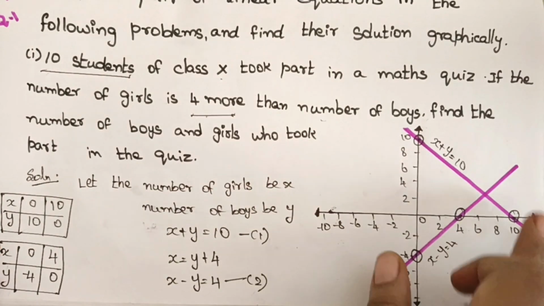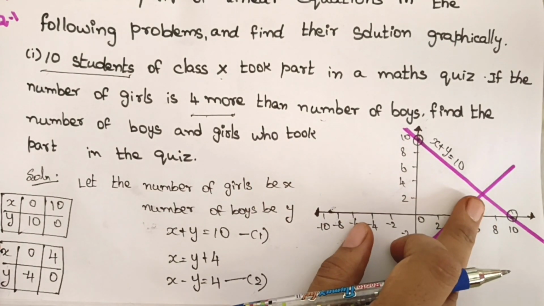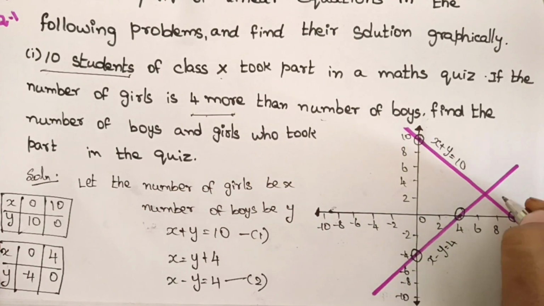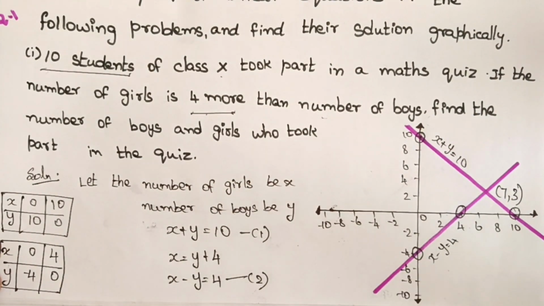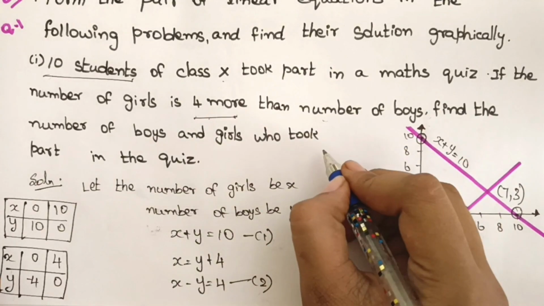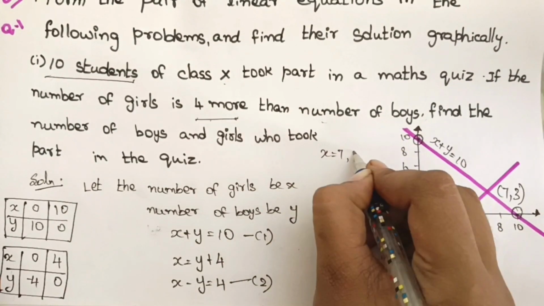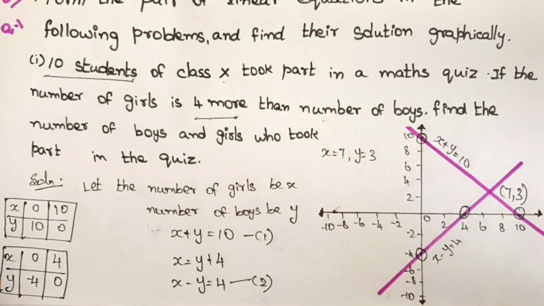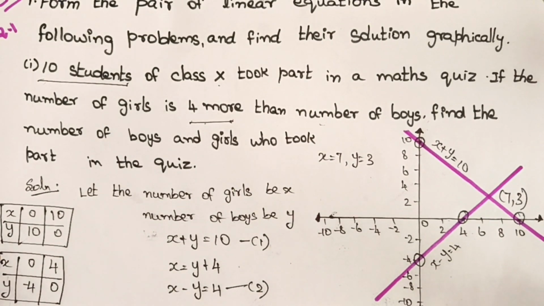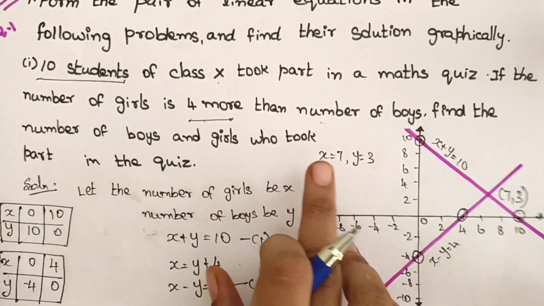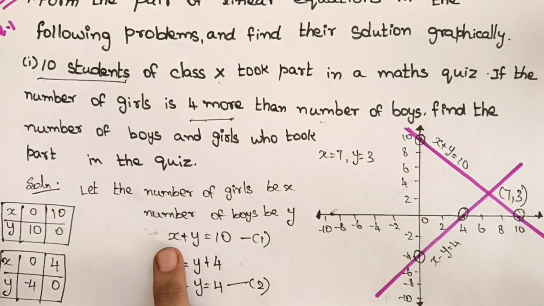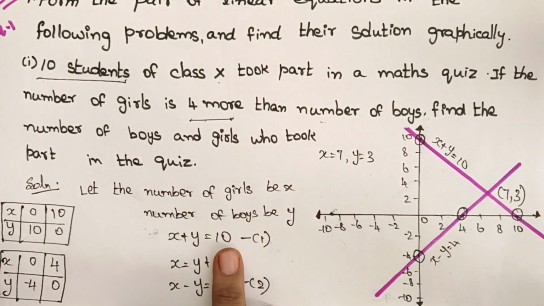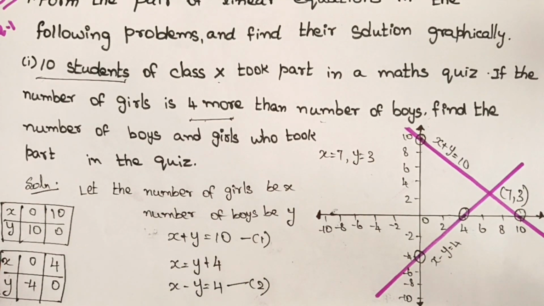The two straight lines intersect at the point 7, 3. So 7, 3 is the solution. So we get the solution x equal to 7, y equal to 3. Step 8. Verify the answer. Put x equal to 7 and y equal to 3 in this equation. 7 plus 3 equal to 10. So 10 equal to 10. So it's the correct answer.